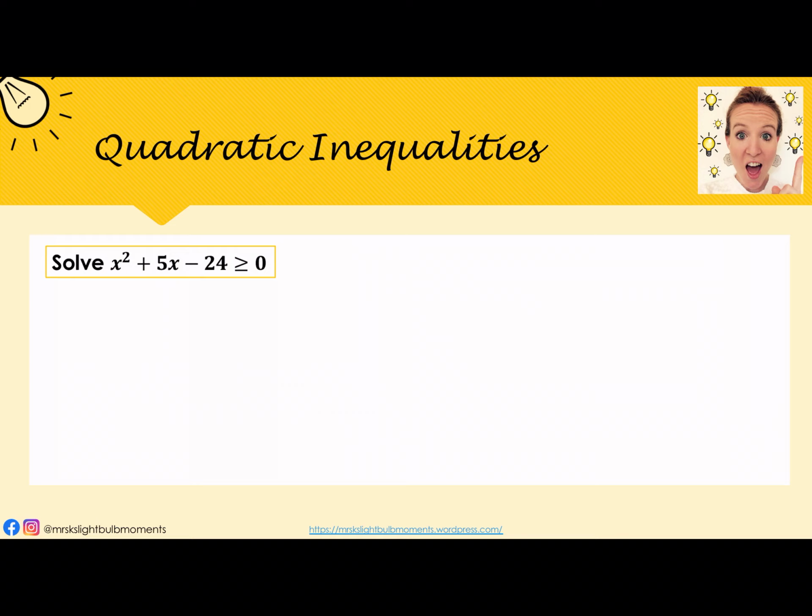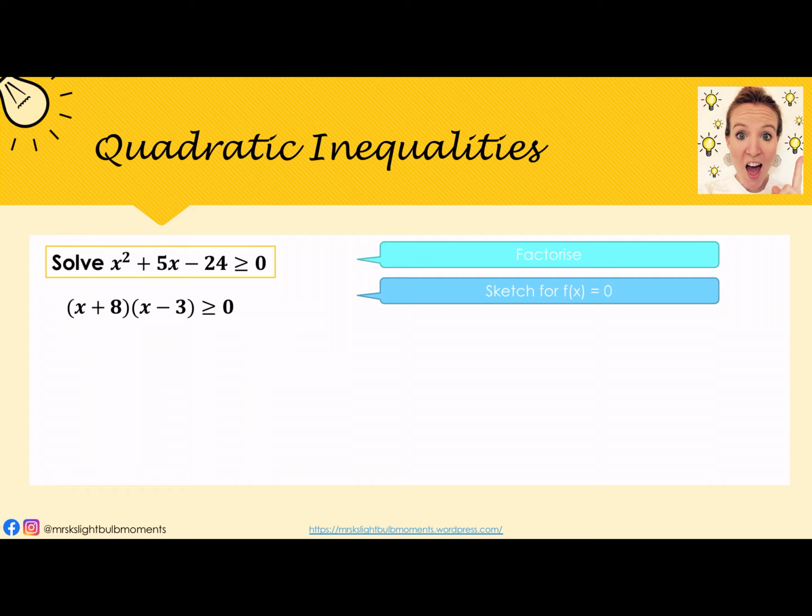questions. So here, it's just like our previous inequalities, but here we've got a quadratic. We've got an x squared. Now our very first step is going to be factorise. We should think that straight away whenever we see any quadratic. So we get x plus 8 and x minus 3 is greater than or equal to 0. So you're just tackling that left-hand side like you would normally with a quadratic, but keeping the inequality symbol.